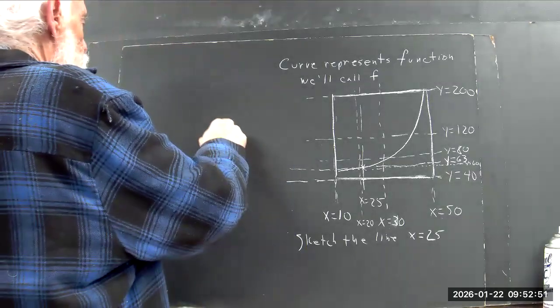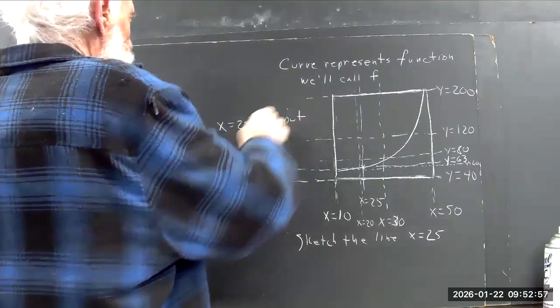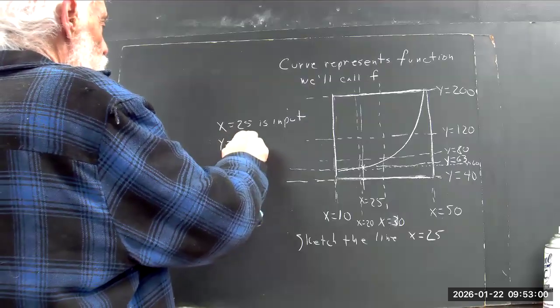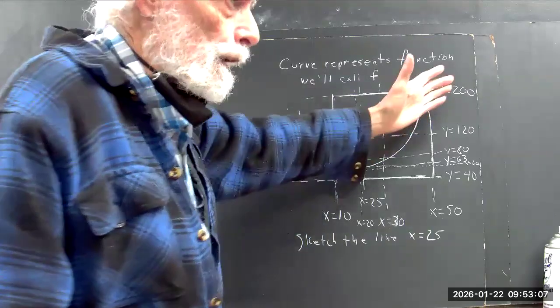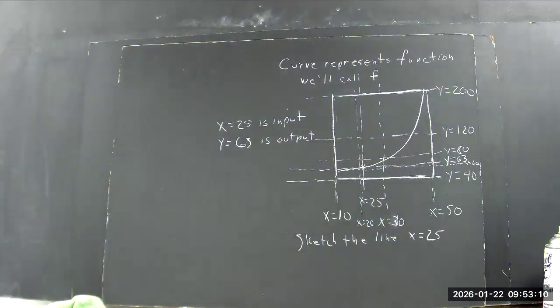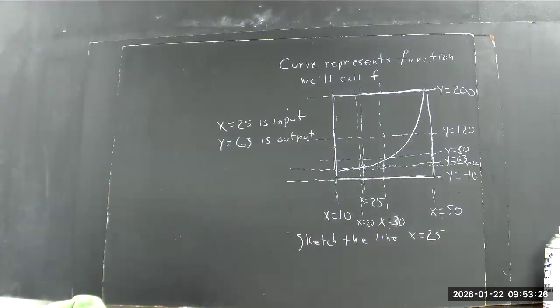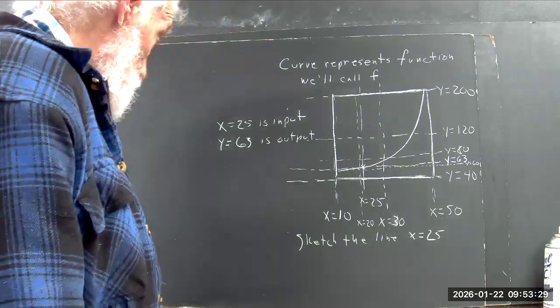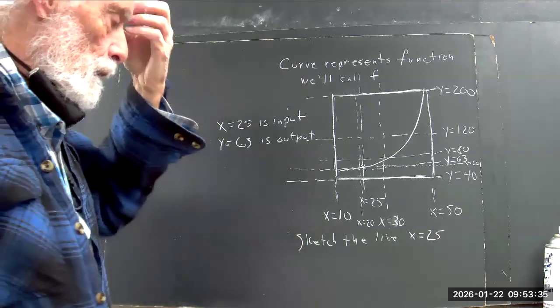So x equals 25 is the input, y equals 63 is the output, at least as far as I can estimate it from this graph. Does this make sense? Input, output.